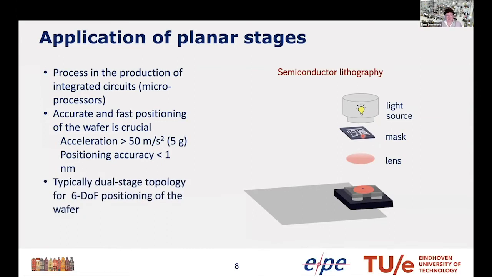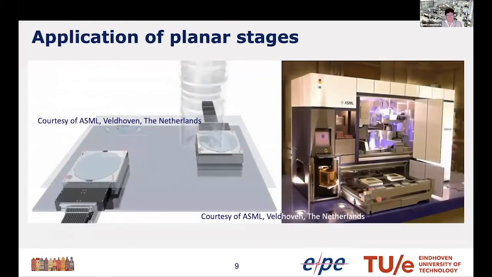Typically, it is a so-called dual stage topology for 6 degrees of freedom position of the wafer. So dual active stage means long stroke and short strokes. A long stroke moving in the planar way, and short stroke are adjusting the wafer at the final position. So how can it look like?